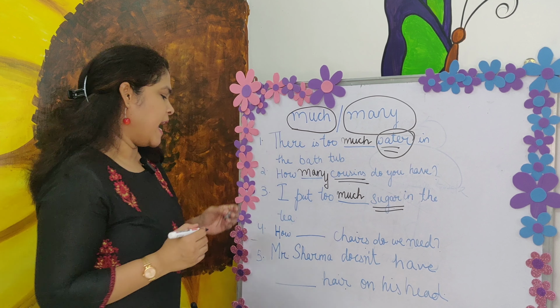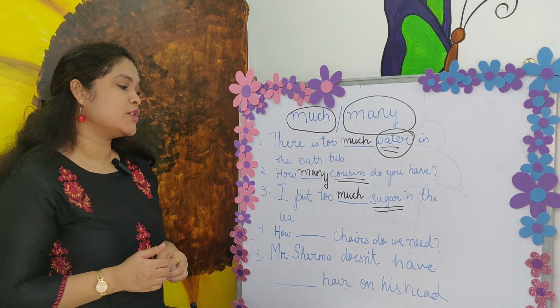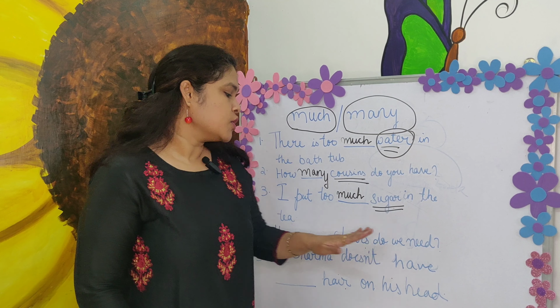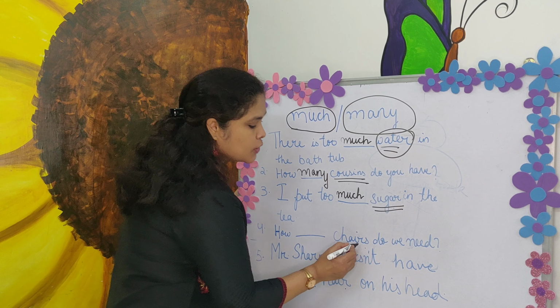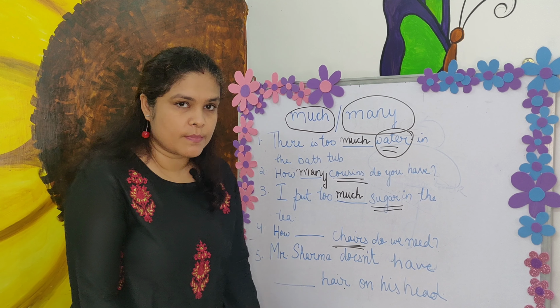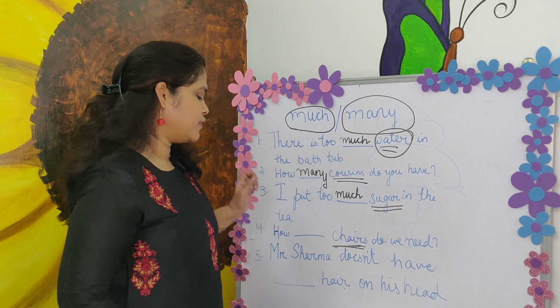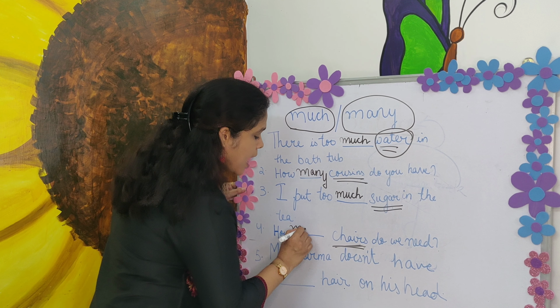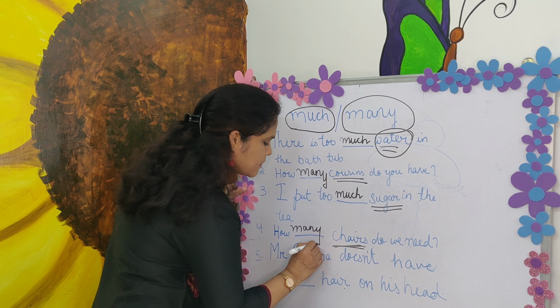Okay. Next, how dash chairs do we need? Question mark. So it's a question. Chair is countable. We can count the number of chairs. So we say, how many chairs do we need?